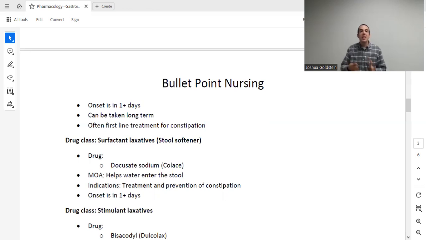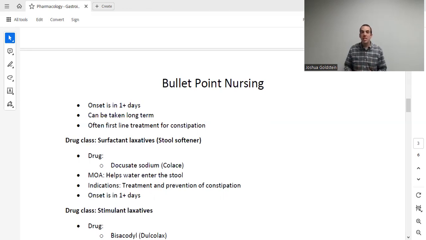The next option we have, and these are not in any specific order, so don't think this is second line or third line. The next one we have are surfactant laxatives. This is a stool softener, and this helps water enter the stool. We already said if all the water gets pulled out, that's what turns it into a brick. So if we let water enter the stool, that will help move it along. What do we give this for? Again, treatment and prevention of constipation.